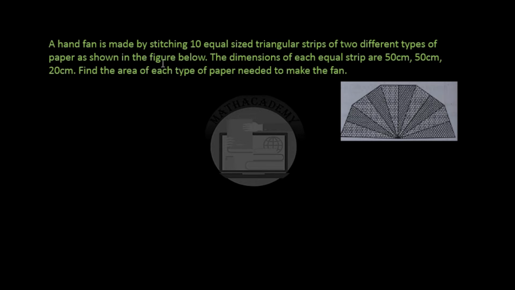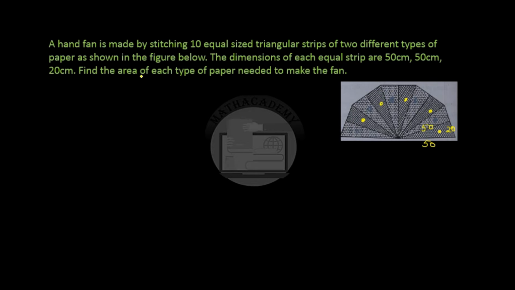of paper as shown in the figure below. We have this as one type of paper of this pattern and this as the other type of paper. There are a total of 5 papers of each type, and the fan is made up of 10 triangular strips. The size of each triangular strip is the same. It is 50 centimeter by 50 centimeter by 20 centimeters. And all the triangular pieces have the same size.